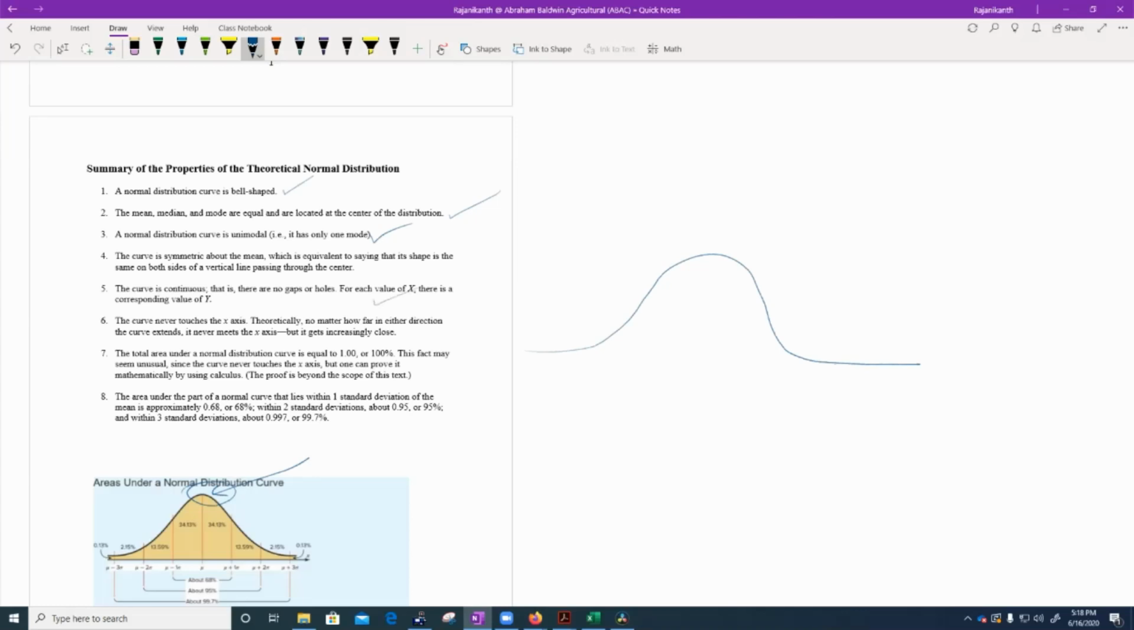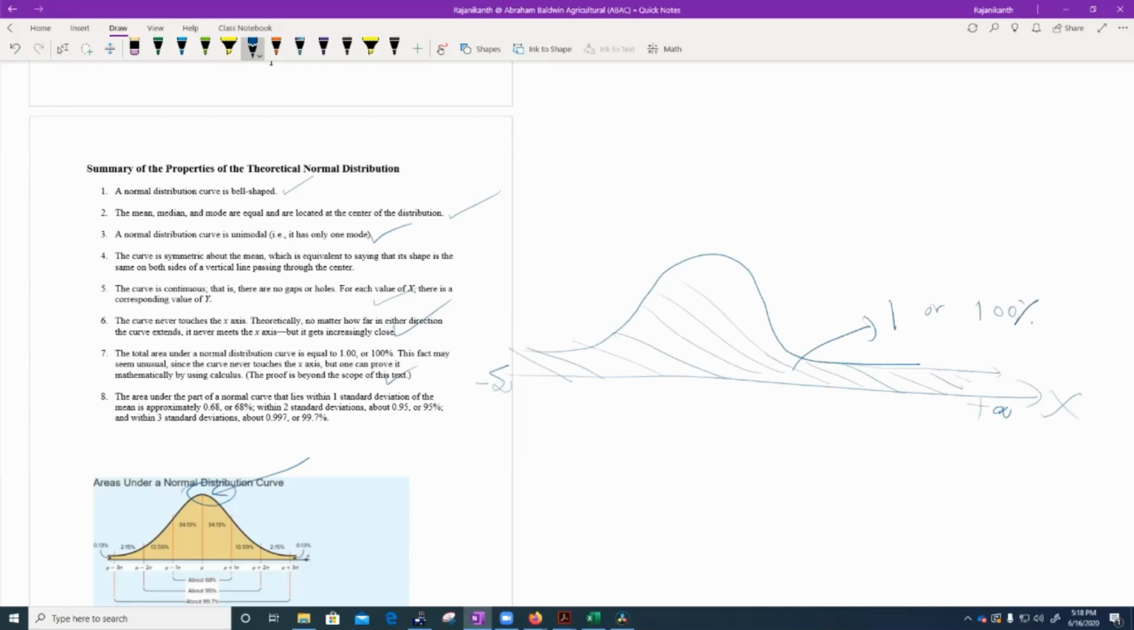The curve never touches the x-axis theoretically, no matter how far in either direction. The curve goes all the way to positive infinity on the right side and towards negative infinity on the left side. It never touches the x-axis. The total area under the normal distribution curve is always going to be 1. The total area is 1 or 100%.